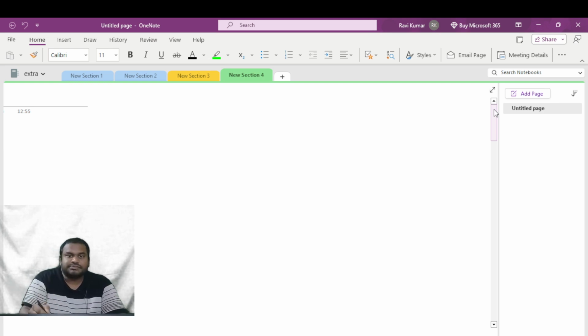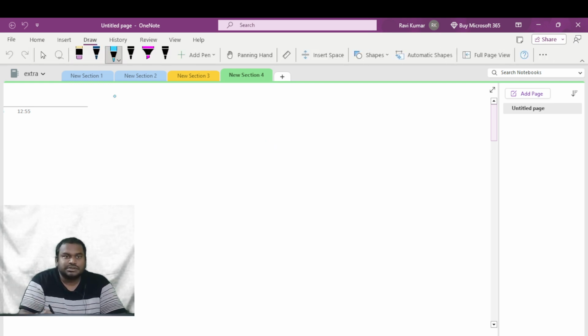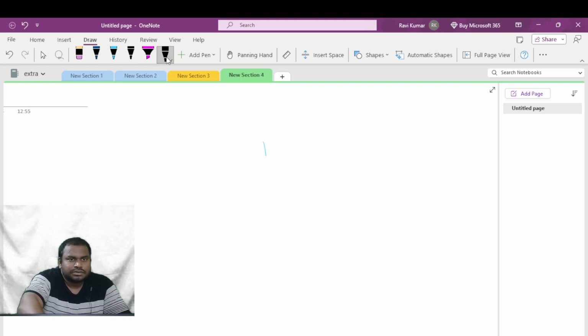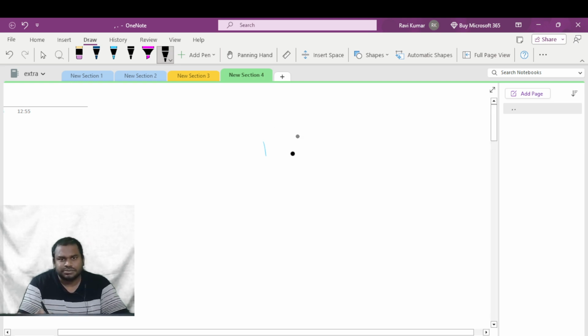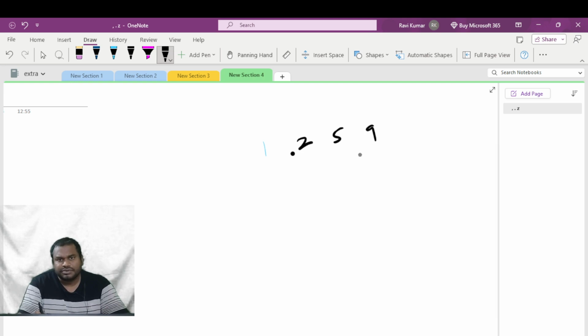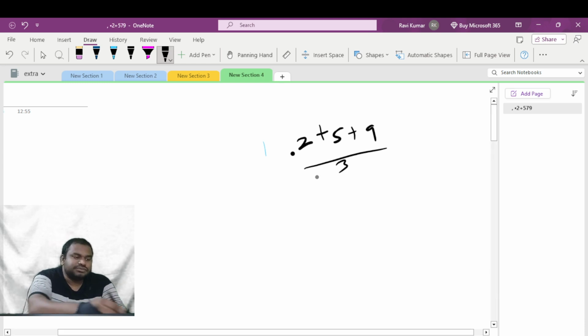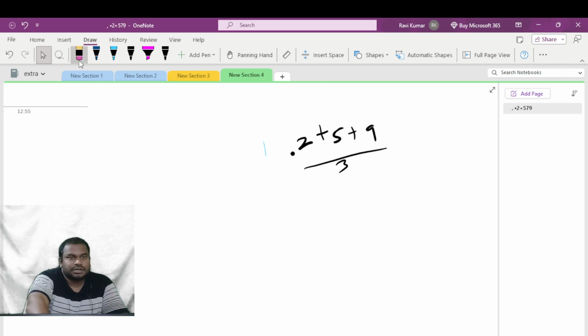Suppose there are three numbers, what is the average? Suppose those numbers are 2, 5, 9. So the average is nothing but add them, and how many numbers are there? Three numbers. Like this, it will become the average of those three numbers. Okay.